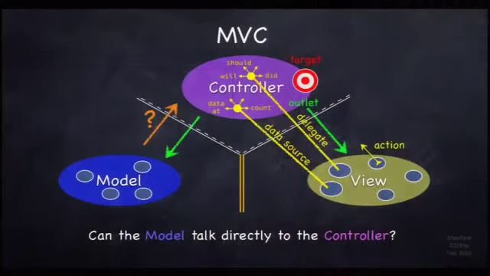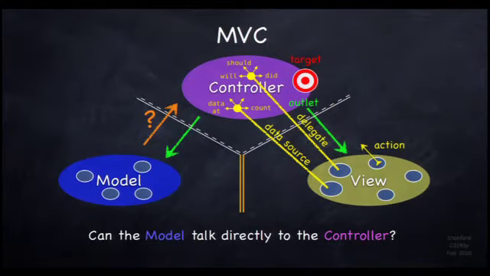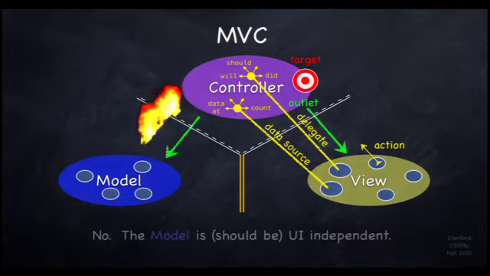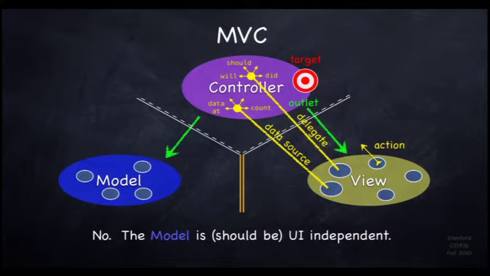So, last question. Can the model talk directly to the controller? Okay. Again, hopefully this is obvious. No, because the model is not a user interface group of objects. It doesn't know about user interface, and the controller's whole job is user interface. So we do not want the model communicating directly to the controller.